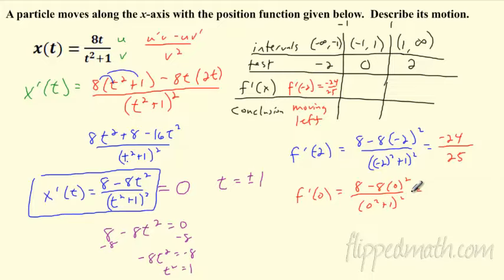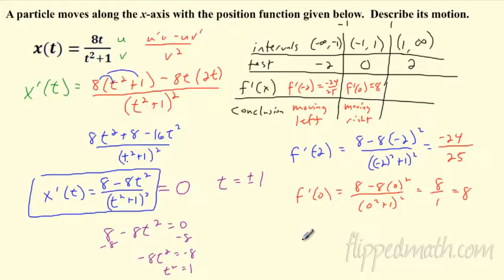So that whole 0 thing is gone. It's just going to be 8 over 1, which is just 8. So the f prime of 0 is 8, but the main thing I'm worried about is that it's positive. So since this is positive, what's happening? In conclusion, it's moving right.